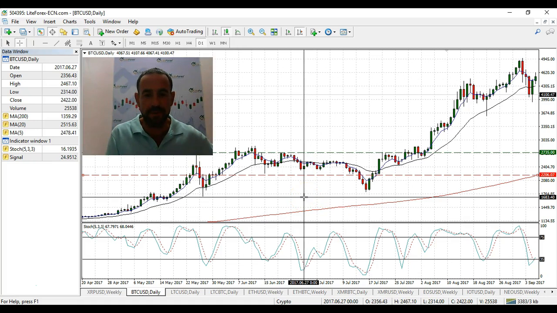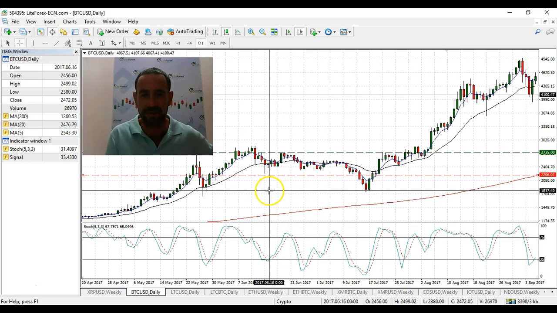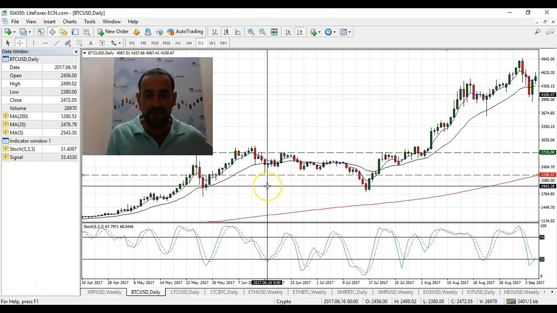I mean, at this point the stochastic was below 35, no doubt, actually well below 35. This is the bar, take a look. The fast line is at 31, the slow is at 33. The next bar is the crossover: fast line 41, slow 35.